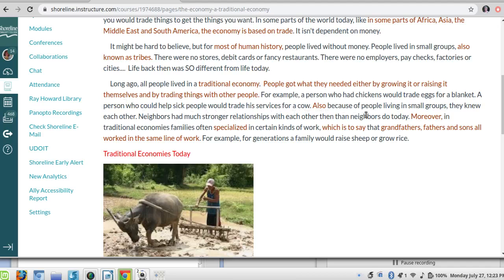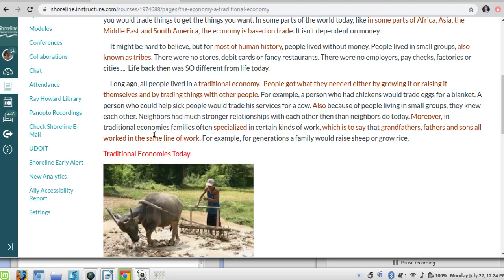Also, because of people living in small groups, they knew each other. Neighbors had much stronger relationships with each other than neighbors do today. Let me read that sentence again. Neighbors had much stronger relationships with each other then, at that time, than neighbors do today.